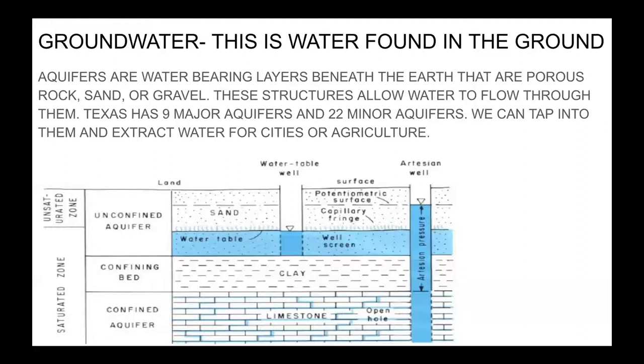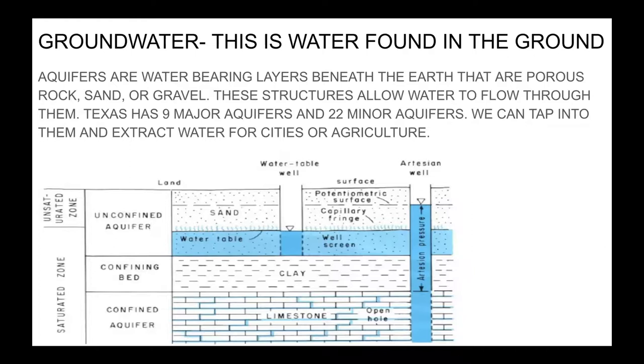Now, groundwater. Like surface water, this tells you what it is. It's water found in the ground. Aquifers are water-bearing layers beneath the earth that are made of things like rock and sand and gravel, and these structures allow water to flow through them. Texas has 9 major aquifers and 22 minor aquifers, and we can extract water from them for cities and for agriculture.